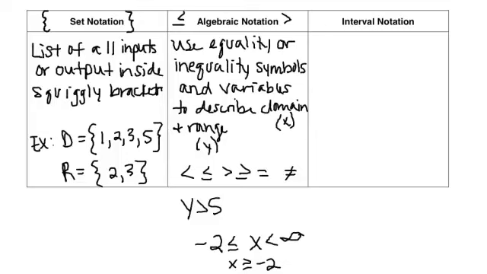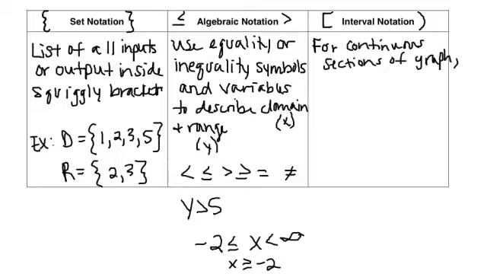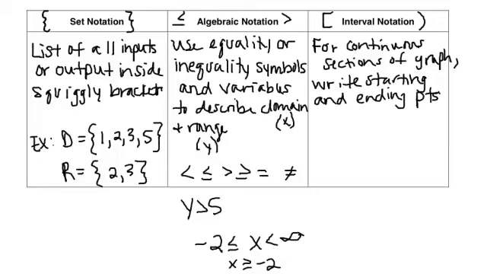And the last is interval notation. And this is for continuous sections of the graph. We use either brackets or parentheses. So for continuous sections of the graph, you're going to write the starting and ending points. And they're going to be separated by a comma. So you're going to think of it like writing out a coordinate, but only you're either using brackets or parentheses.